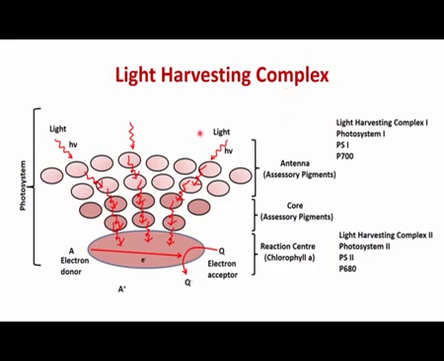That means they have the antenna pigments on the periphery, then they contain the core accessory pigments, which will be in the center, and then ultimately they are going to have the reaction center, which will absorb or utilize this light energy with the help of the electron donor or the electron acceptors.